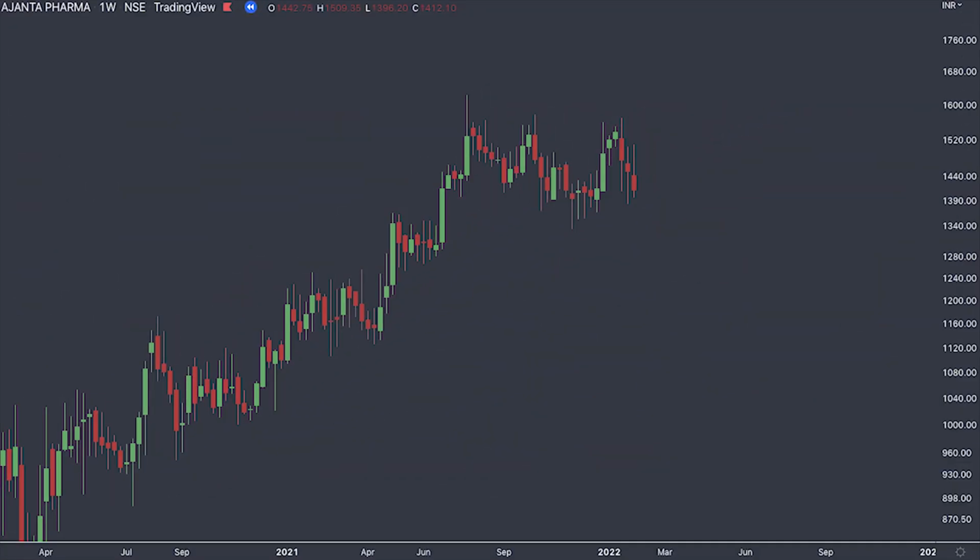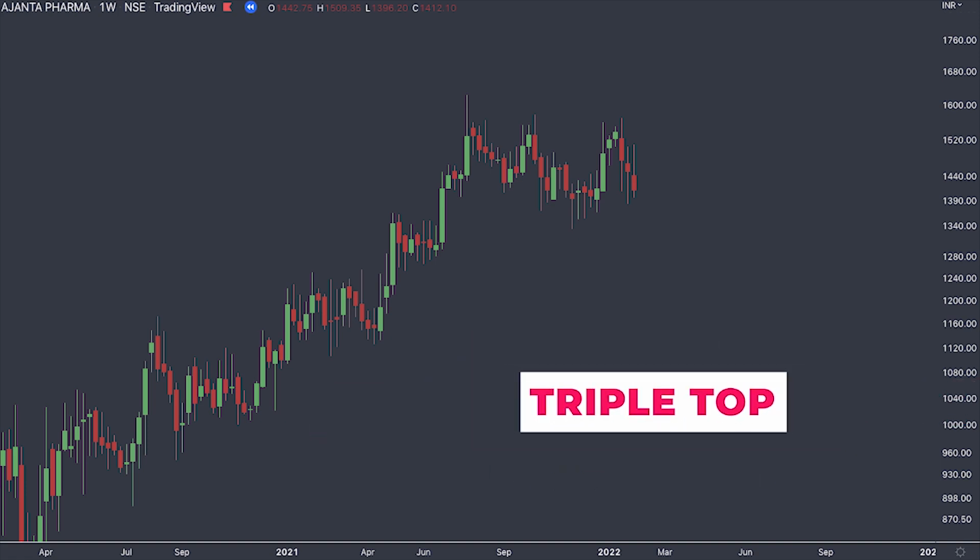Okay, the next strategy that we're going to see also is similar to what we've seen earlier. Here also you can see we have almost three touches at the top.